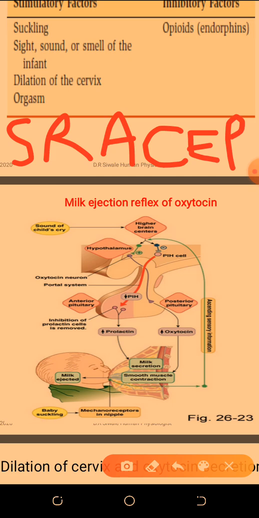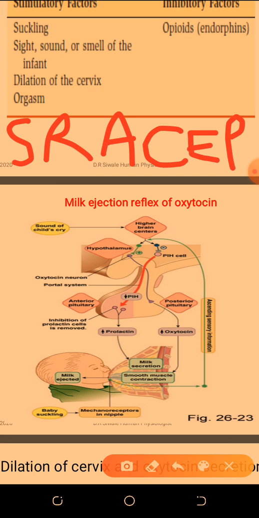Okay, so these are the components of any reflex, be it defecation reflex, vomiting reflex, pupillary reflex, and many other reflexes. At least you need to mention these components: the stimulus, the receptor type. Is it a pain receptor? Is it a chemical receptor? Is it a pressure receptor or touch receptor?